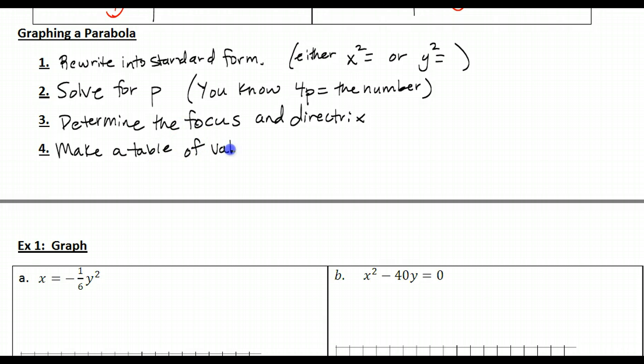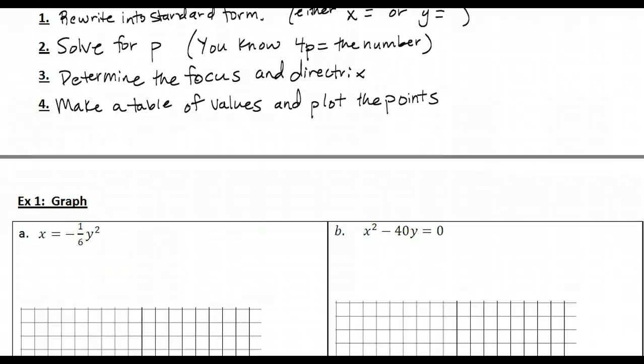Sometimes I tell my students, if all else fails, everybody knows how to make a table of values to plot some points. So if you get really lost and you don't really know how to make these focus and directrix or something, you get to the test day and you're totally blank, everybody can make a table of values and plot the points to get yourself some partial credit at least. We're going to go through that step by step with the first one on the back.